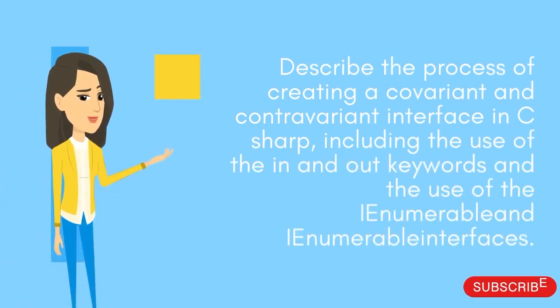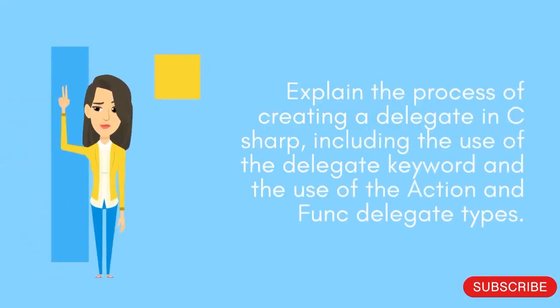Describe the process of creating a covariant and contravariant interface in C#, including the use of the in and out keywords and the use of the IEnumerable and IEnumerable<T> interfaces. Explain the process of creating a delegate in C#, including the use of the delegate keyword and the use of the Action and Func delegate types.